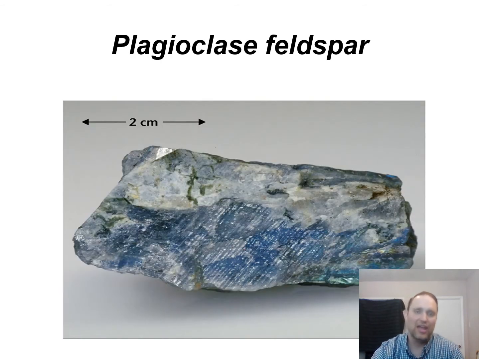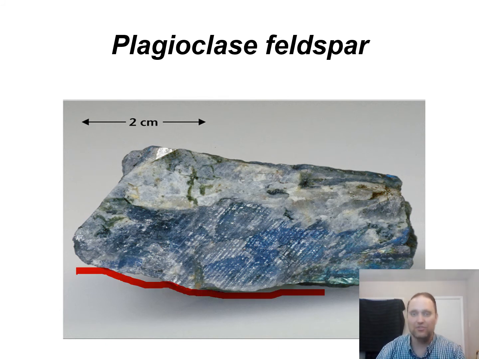And then here we have a plagioclase feldspar. Plagioclase can also be kind of an off-white. But then it can be various shades of gray to even almost black.